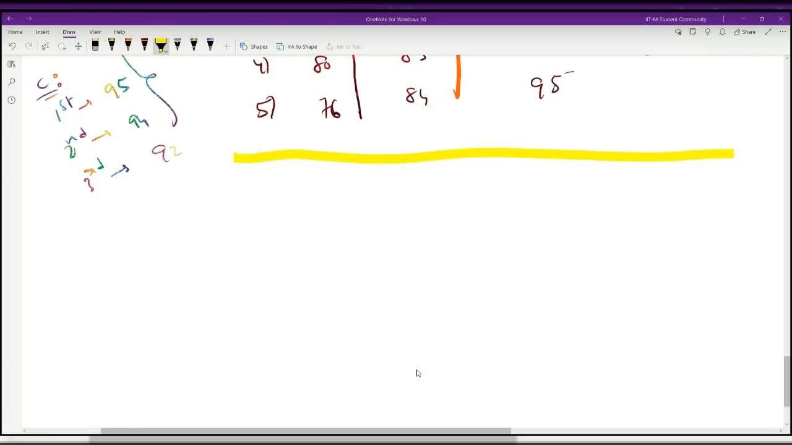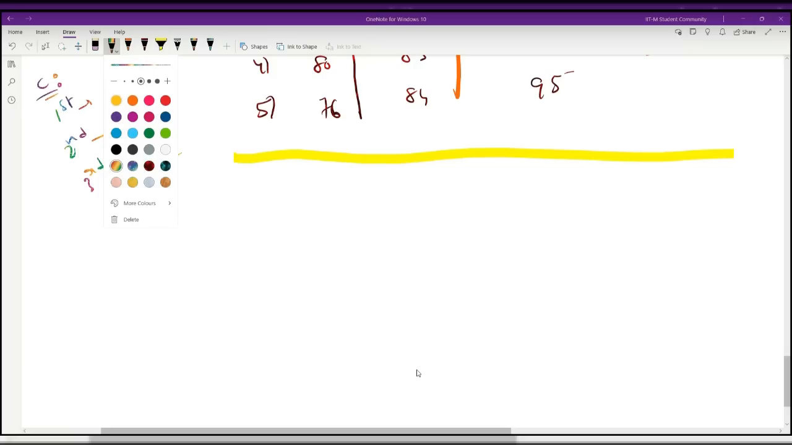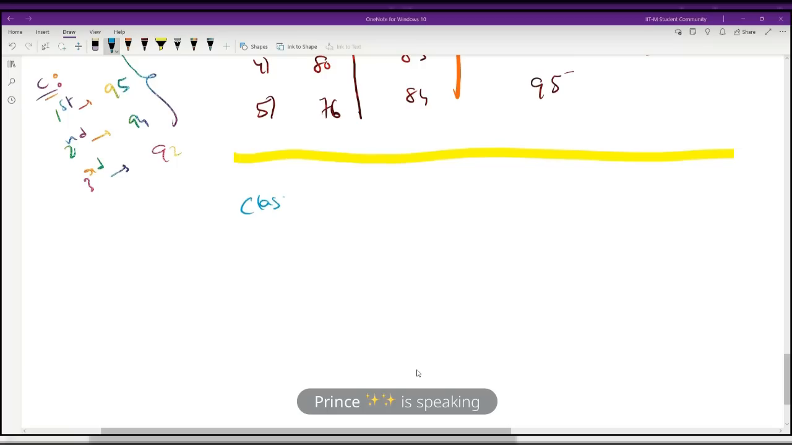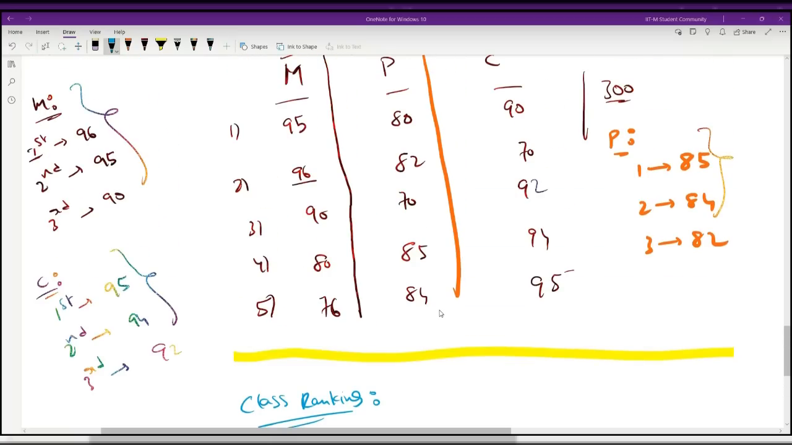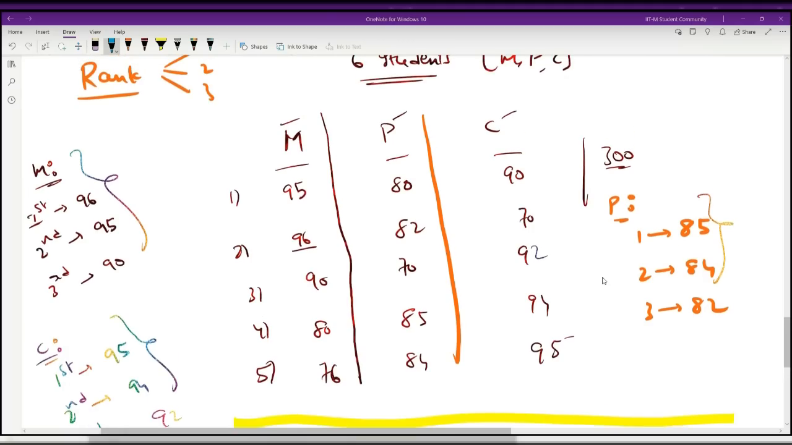If we want to give some class rankings, I think now you are able to classify this as well. If we want to give the class ranking, what do we do here? We need to find the totals, right? We need to find the total score.